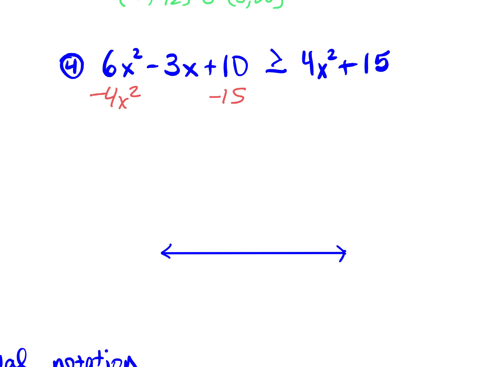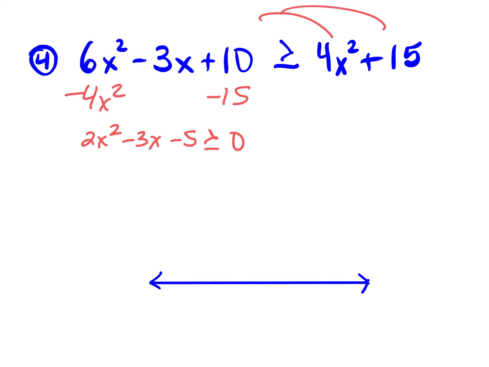You guys agree? Okay, when I do that, these cancel out. So what's 6x squared minus 4x squared? 2x squared minus 3x. What's 10 minus 15? Negative 5, greater than or equal to 0. All right, do I have everything on one side, 0 on the other? All right, so what's our little trick? It says greater than or equal to. What kind of dots? Closed. Closed. And greater, which way do I go?